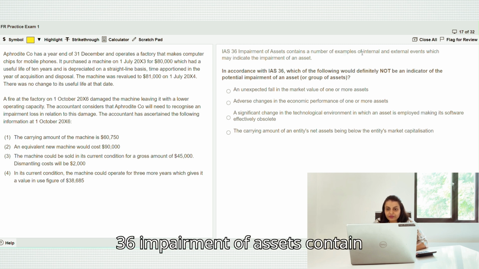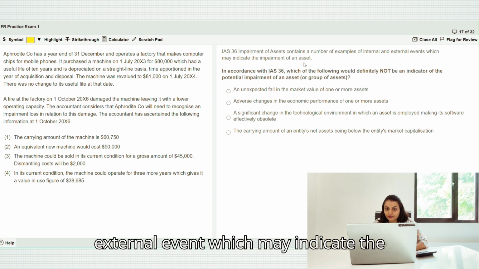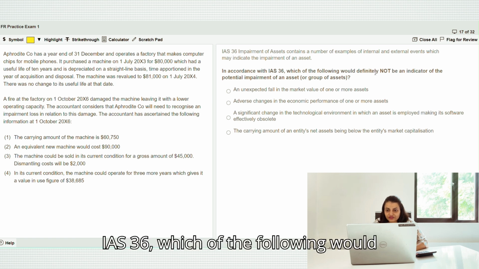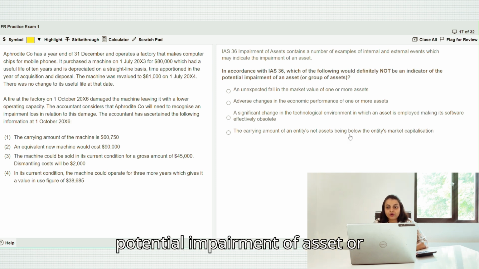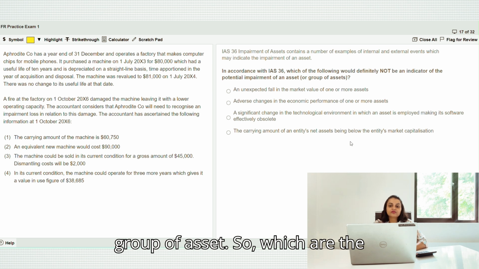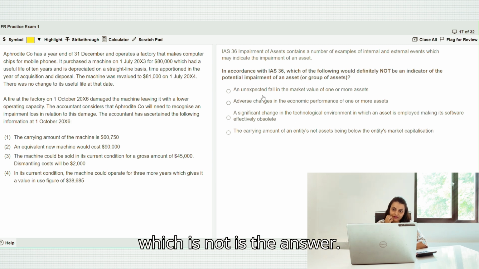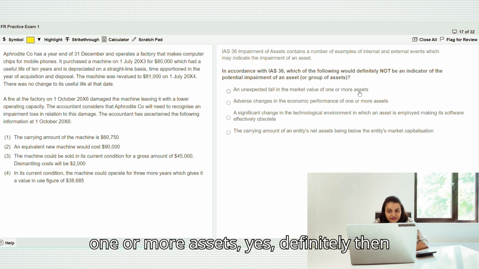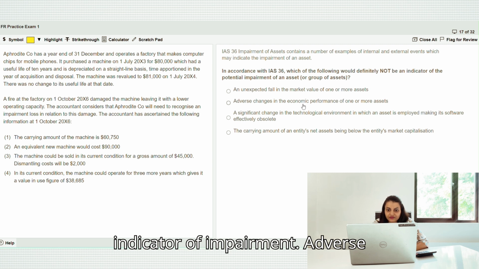IAS 36 impairment of assets contain a number of examples of internal and external events which may indicate the impairment of asset. In accordance with IAS 36, which of the following would definitely not be an indicator of potential impairment of asset or group of asset? So, which are the indicators of impairment? We should tick which is not, that is the answer. An expected fall in the market value of one or more asset? Yes, definitely, then the value is decreasing. So, this is an indicator of impairment.